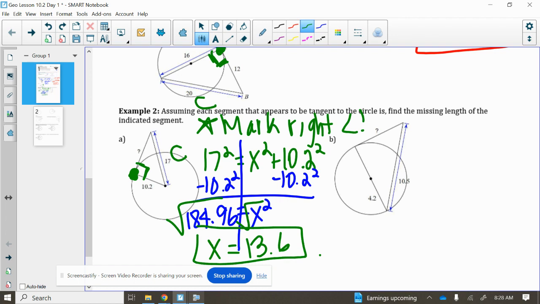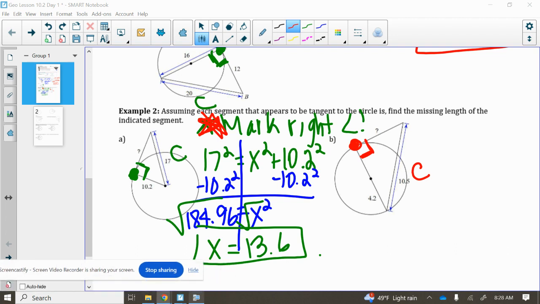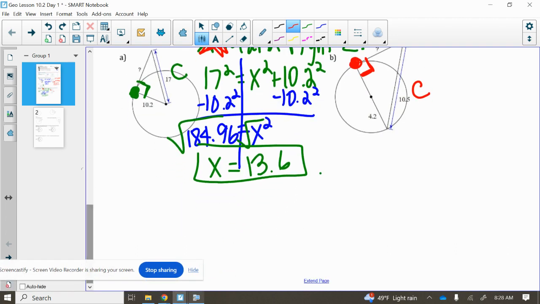On our second example, again, start by marking that right angle. Mark the right angle. Well, our point of tangency is here, which means that's where our right angle would occur. And then our C value is the side across from that. So again, we have a squared plus b squared equaling our c squared value. So 10.5 squared has to equal our missing side squared plus this side squared. Now notice they only gave us 4.2, which is half of that whole side. Well, remember, all of our radii are the same size, 4.2 and 4.2, so a total of 8.4 for that missing side.